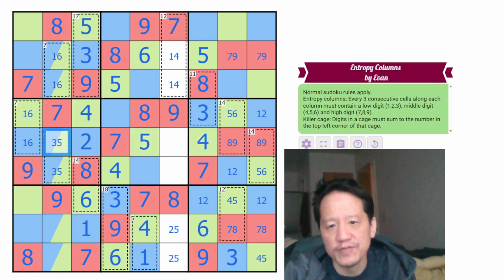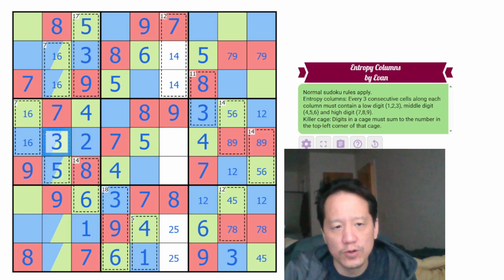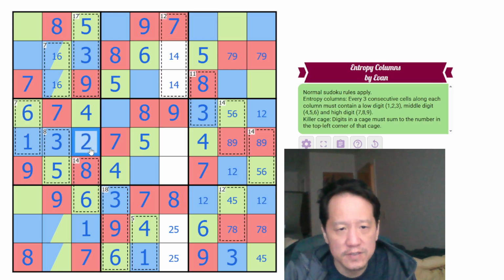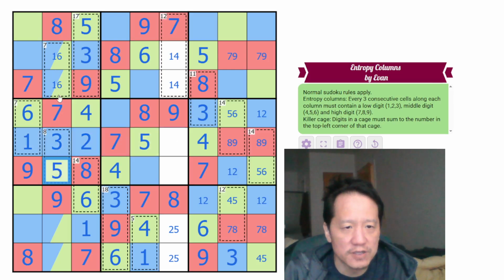This can no longer be 5, so this must be a 3, which makes that a 5. Therefore, this must be a low, which means this has to be middle. This has to be a 1, this is a 6. We have 3, and therefore, since this is a middle, this has to be a middle. And this can't be middle, this is a low. This can't be middle, so it's a low. This can't be low, so it's a middle.